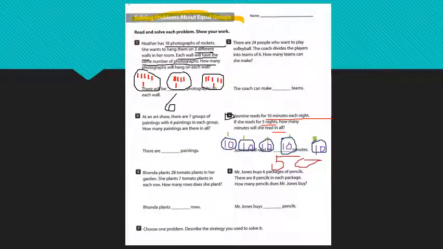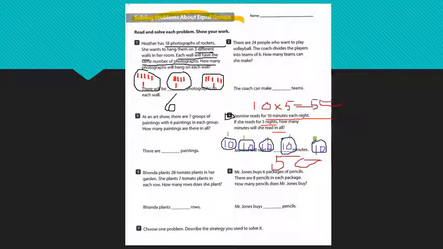And if you want to challenge yourself a little further, you can write that in a number sentence. What we just did was 10 times 5 equals 50.